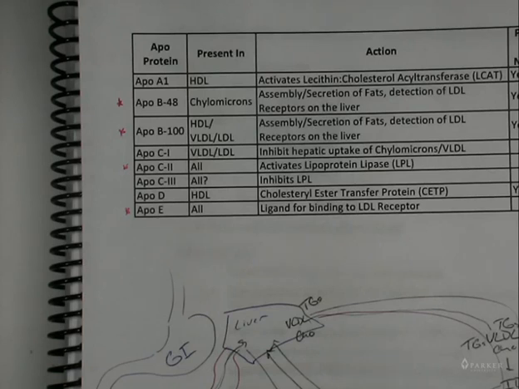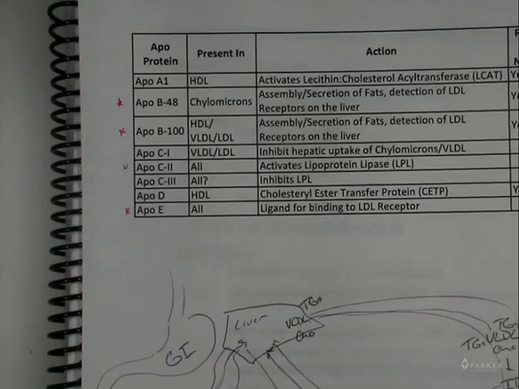LDL receptors are named for the LDL molecule, or VLDL remnants. The liver has them to pick up these guys when they're done. So when these guys bump back into the liver, ApoB100 detects the receptor so these guys can be picked up again, broken down, recycled, shipped out. That's what ApoB100 is.